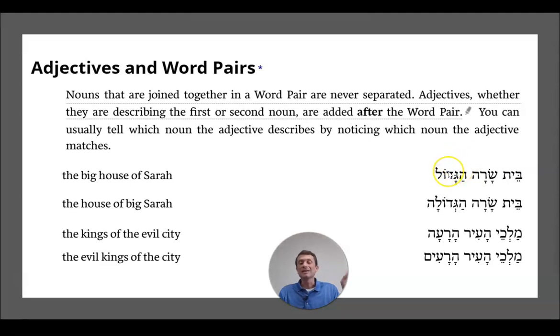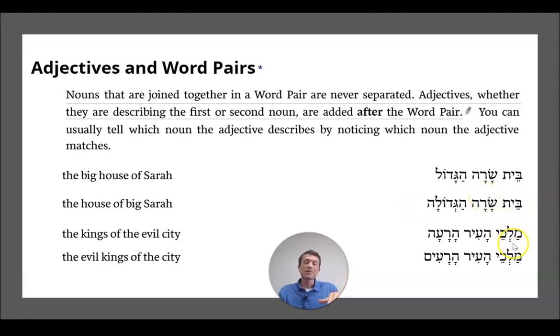And again, gadol, you know for sure, modifies house because it's masculine singular, not Sarah, which would be a feminine singular noun. In fact, that's what we have below. Beit Sarah HaGedolah. Here we have the feminine singular ending on the adjective, so we know for sure that it modifies Sarah, the house of Big Sarah.